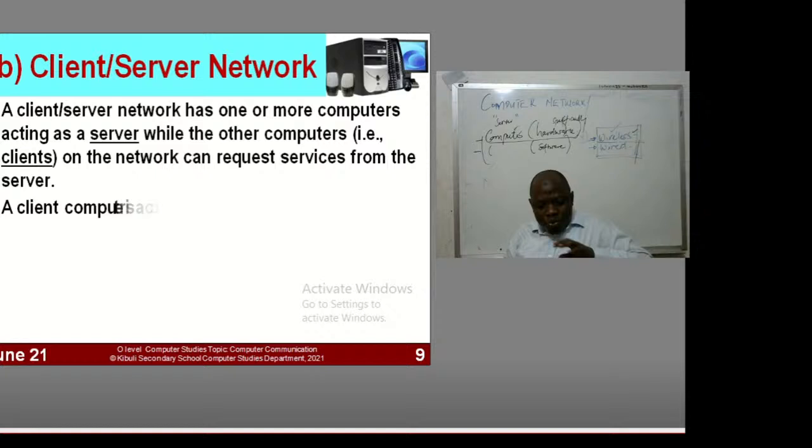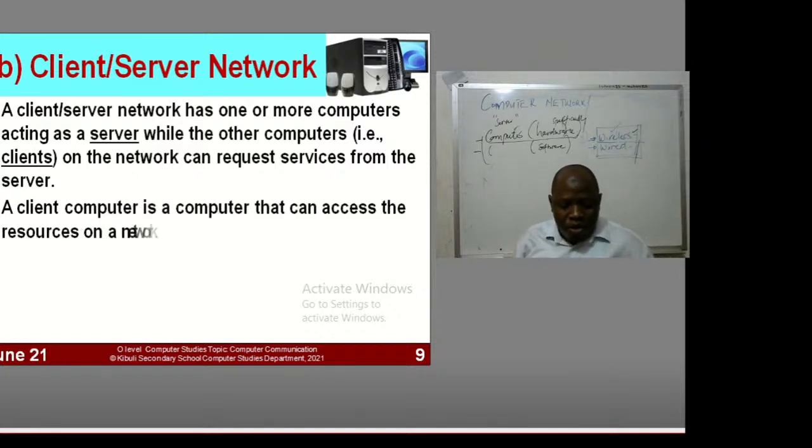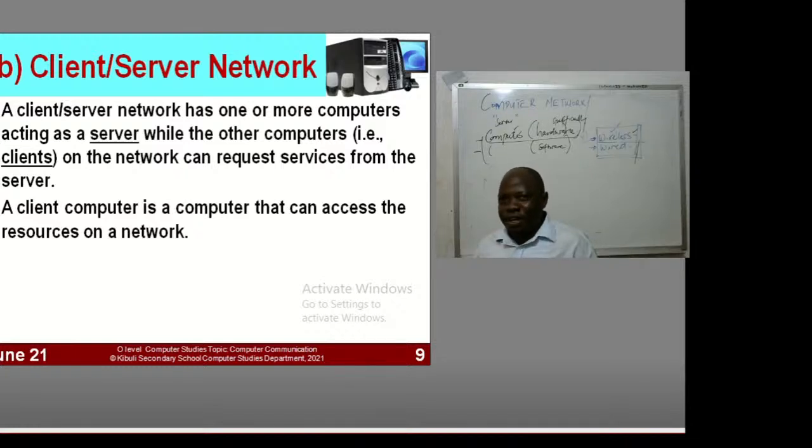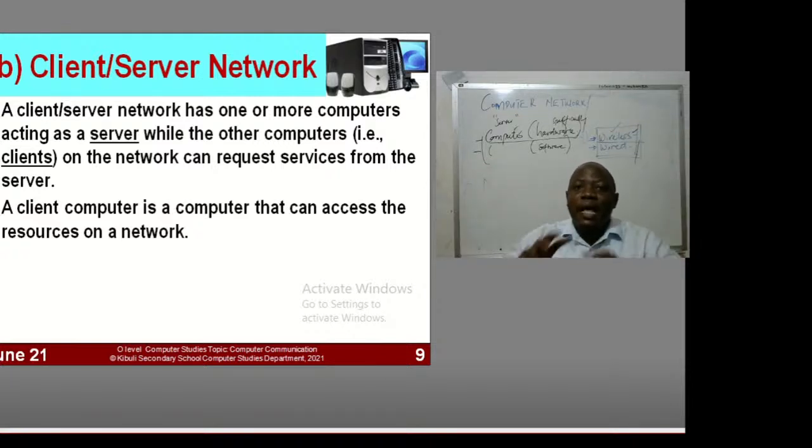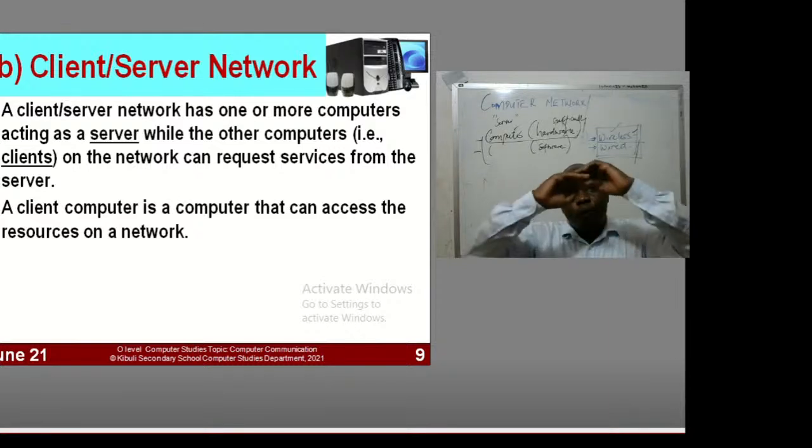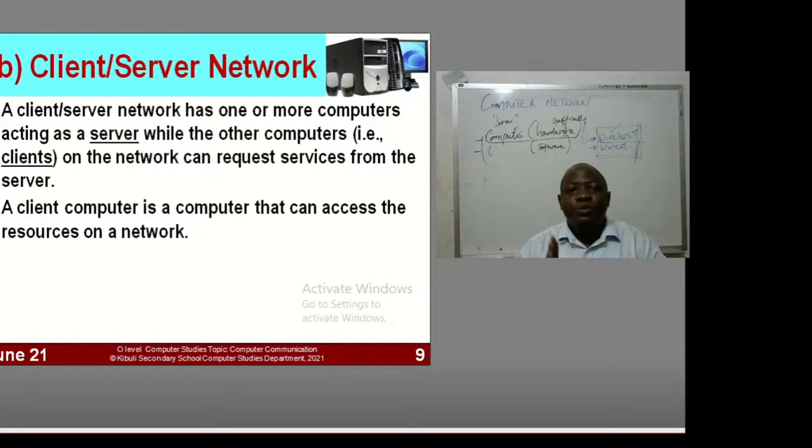A network has one or more computers acting as a server. You can have more than one server actually. You can have the mail server, you can have the database server, you can have the server for printing, maybe all those, so that they make sure that they don't waste resources. One computer becomes a server because you are going to buy software on that server. So the control comes on that particular one server.